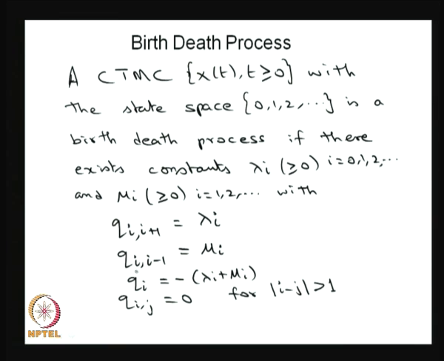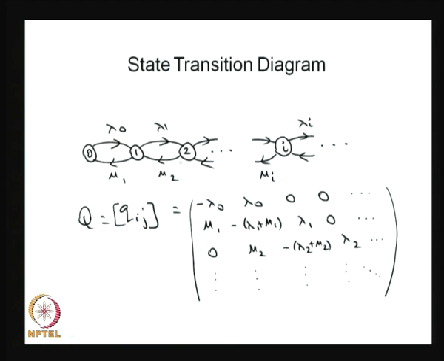The system moving from the state i to i minus 1 is related to the death, which is a function of i. Therefore, that death rate is mu i. So, the lambda i's are the birth rates and the mu i's are the death rates. For example, for the system moving from the state 2 to 1, the death rate will be mu suffix 2. So, you can fill up the Q matrix. If you see the Q matrix, it is a tridiagonal matrix.